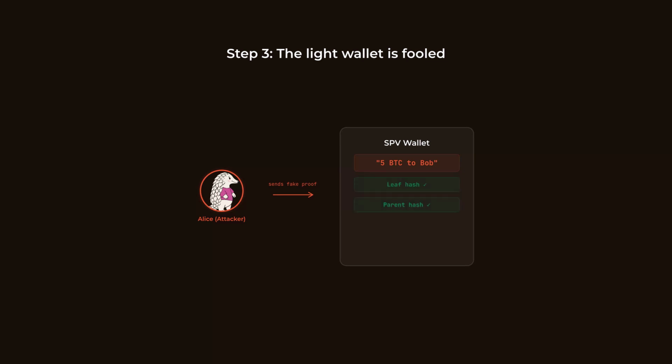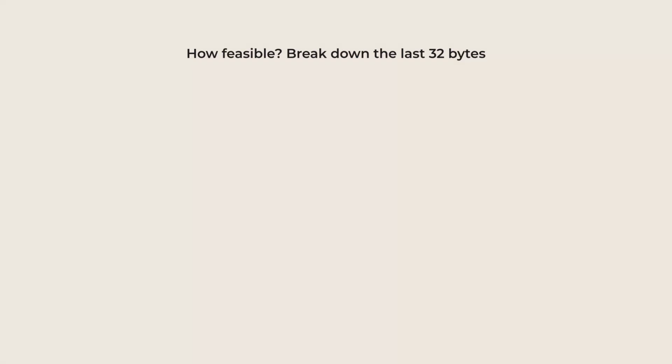Step 3. Alice sends this fake proof to Bob's light wallet. The wallet checks. Does the leaf hash to the parent? Yes. Does the path reach the root? Yes. Does the root match the block header? Yes, because it's a real block, mined by real miners with real proof of work. Every check passes. Bob's wallet shows an incoming payment of 5 BTC, but that transaction was never mined. It doesn't exist.